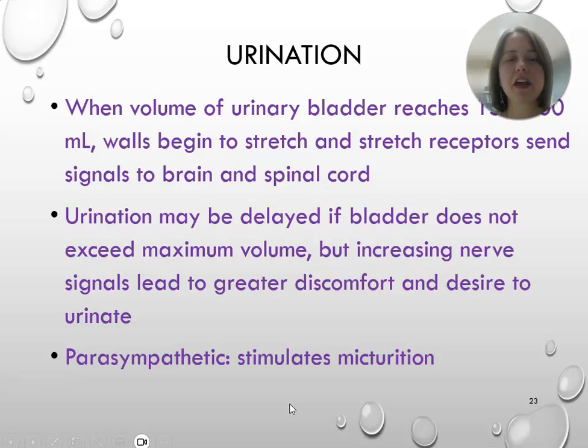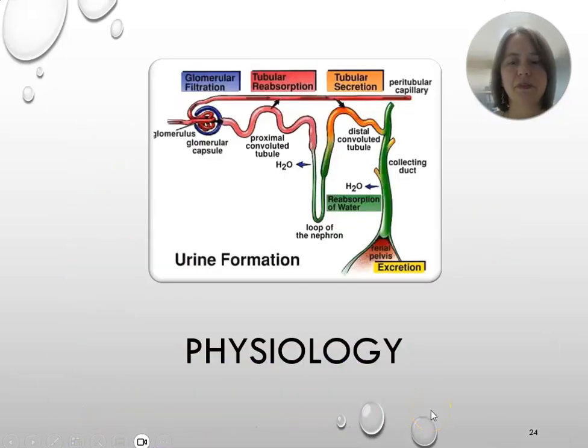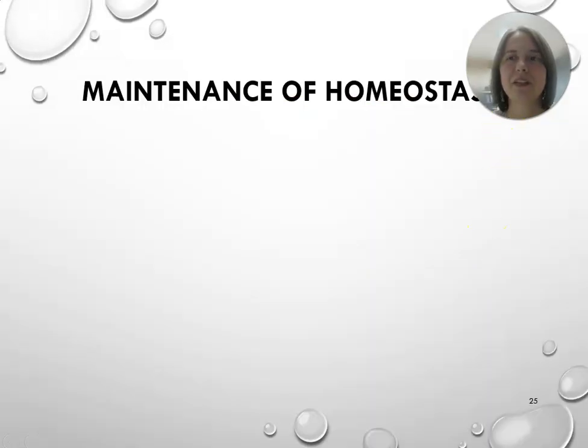All right, so the parasympathetic, that rest and digest, stimulates micturition, which is urinating, and then the sympathetic inhibits it. Okay, we did a lot of the anatomy, now we're going to talk about the physiology and how your body maintains homeostasis through the urinary system. Okay, please write this down: maintenance of homeostasis.